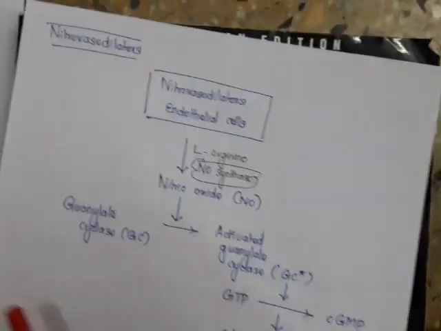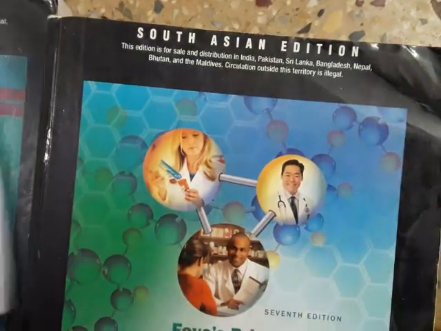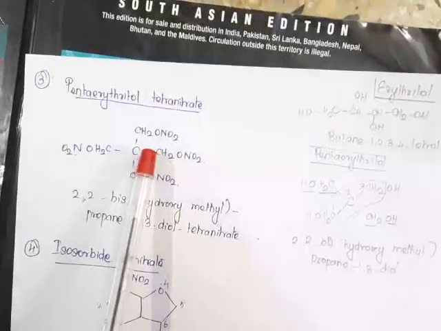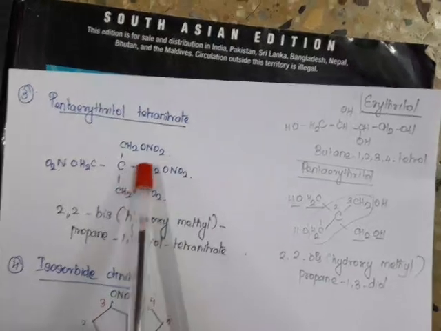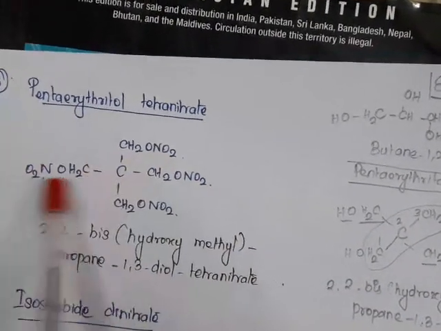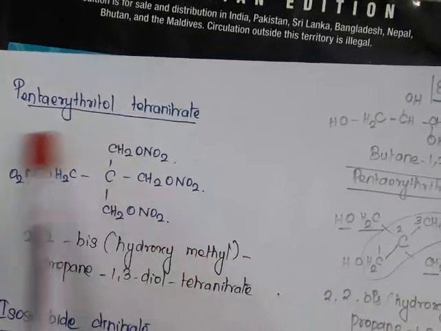Now we will see the third drug. That is called pentaerythritol tetranitrate. So what is the structure? In the center we have C, and the carbon is connected on 4 sides by CH2ONO2. So CH2ONO2, CH2ONO2, CH2ONO2. So this is the structure.